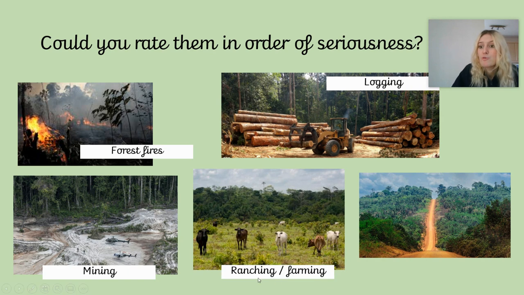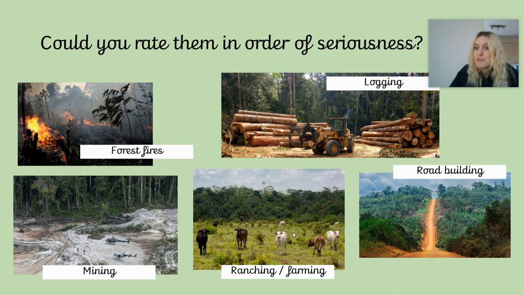This is called ranching, so farming. So a lot of us now eat a lot of meat in South America. And what we need to be able to eat our lovely beef burgers is we need cows, and we need the land to be able to put those animals on. So unfortunately, a lot of the land in the rainforest has been chopped down to be able to put cows on it. And then our last one is road building.